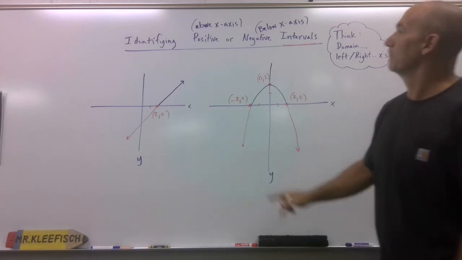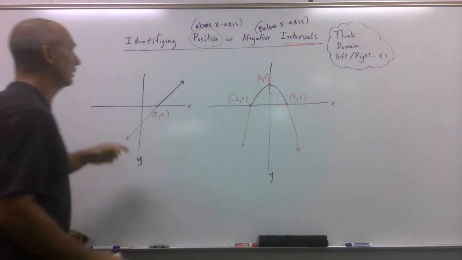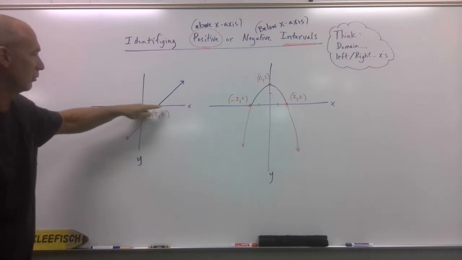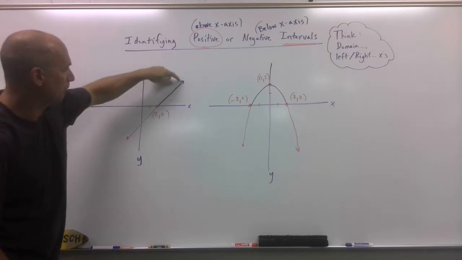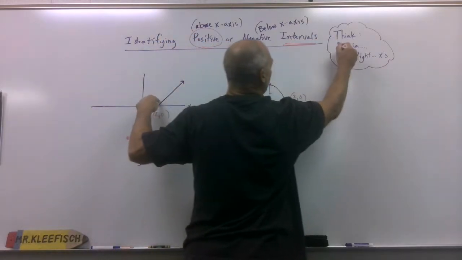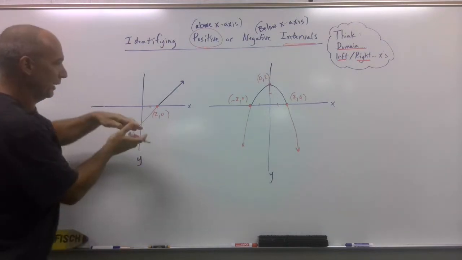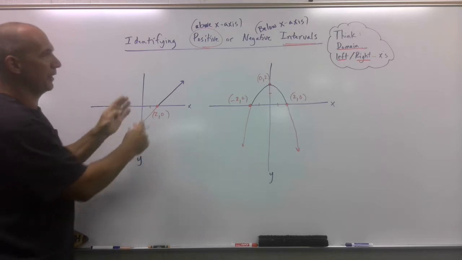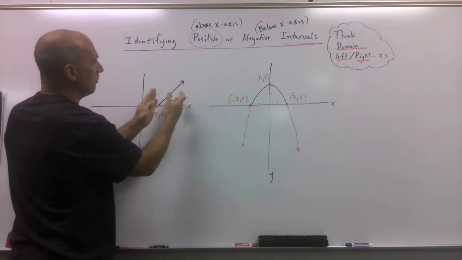So here we go. Identify the positive intervals. Remember what I said, it's anything above the x-axis. So here's the x-axis. Well, what's above it? Notice I made anything above the x-axis purple. So if I'm talking about the interval, and notice this little clue, think domain, left and right. Don't think up and down, even though these arrows are going up and down. Think where on this graph, where is it above the x-axis?